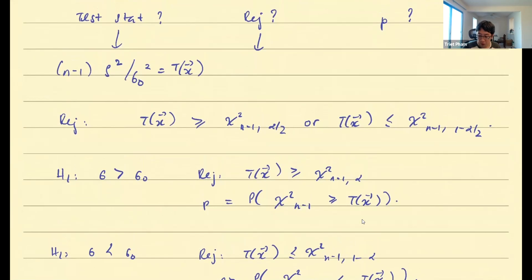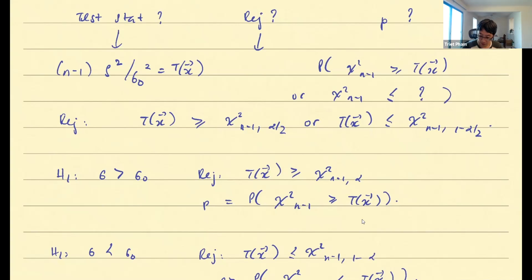What about the p-value for the two-sided case? I'll let you contemplate that a little bit. But notice that the difficulty here is exactly because the chi-square is not symmetric. So if you go with something like the probability of chi-square n minus 1 bigger than or equal to T of X, or chi-square n minus 1 is less than or equal to what?